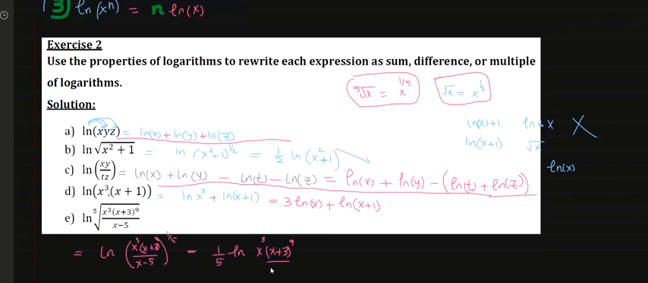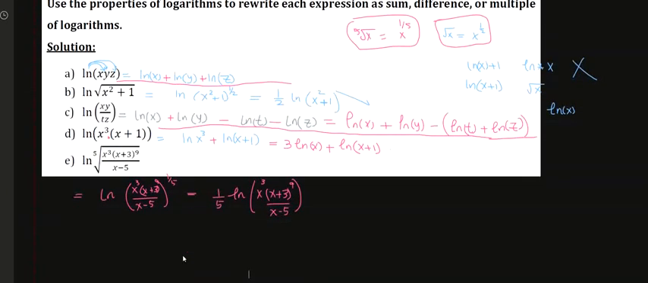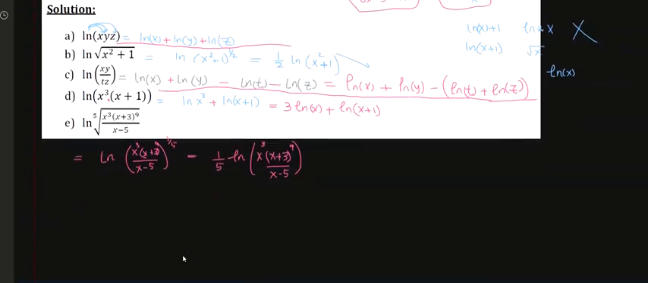Now we were working in the power. We transferred the root into its exponential fraction form, and then we used the property which takes it as a coefficient. When we have, for example, ln x to the power of a, it's equivalent to a times ln of x.